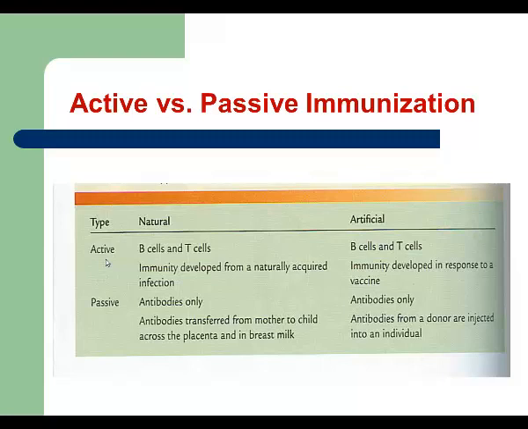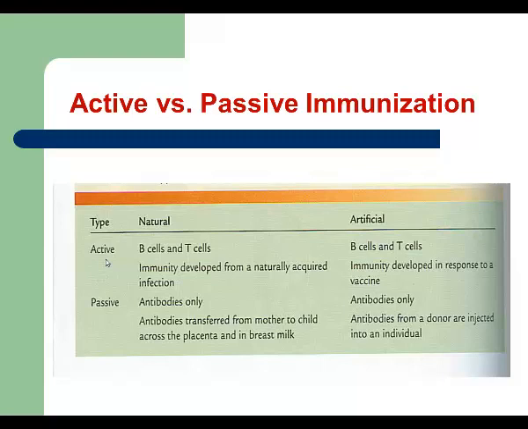Now, advantage of active natural immunity. The advantage is usually this type of immunity is strong and long-lasting immunity. Disadvantage? We have to get infected, we have to get sick, develop symptoms of infection, and sometimes we develop complications, and complications can be very serious and life-threatening.